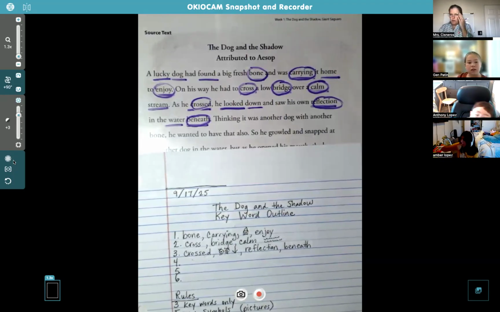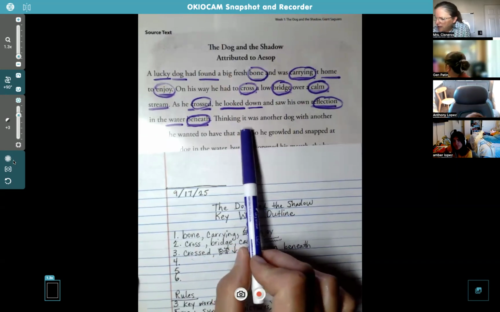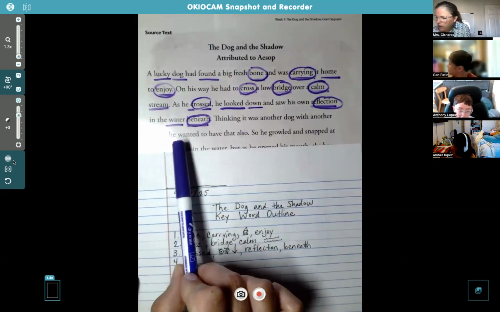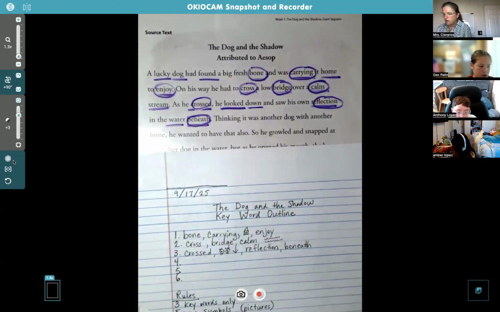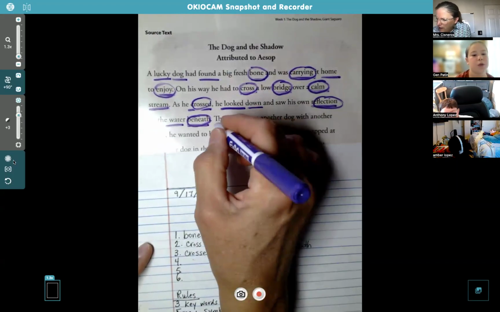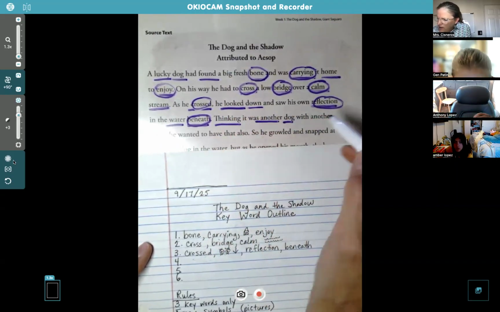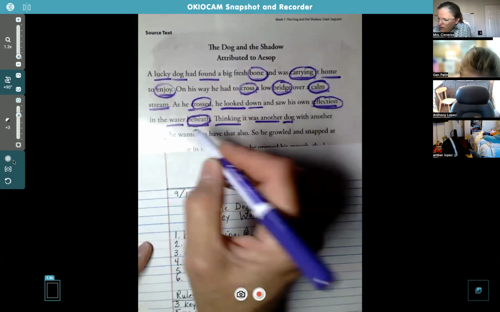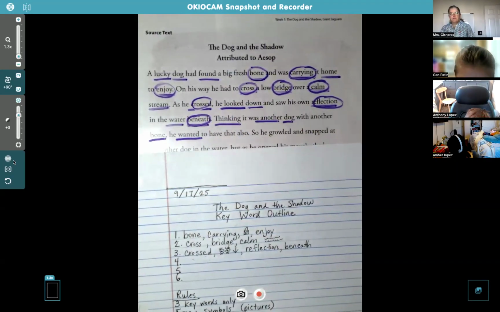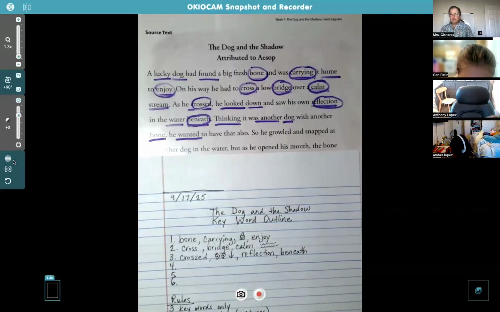I'm running out of time, so I'm going to do the next one, and then we're going to stop there because we have something to practice with this outline, okay? So I'm going to go on to the next sentence. It says, thinking it was another dog with another bone, he wanted to have that also. Well, thinking, another, dog, bone, wanted. Those are the key words in that sentence.